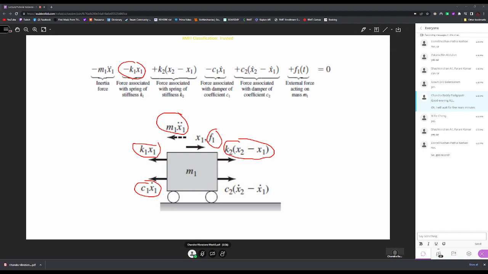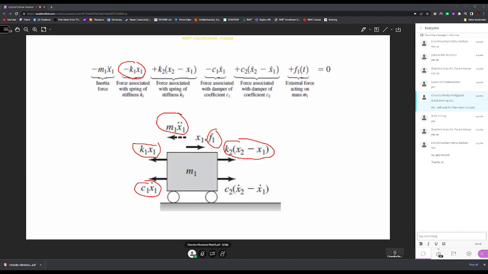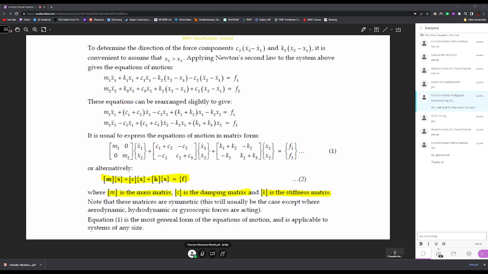So we are dealing with a 2 degrees of freedom system, and we are trying to derive the equations of motion for it. We can draw the free body diagram for the given system, and based on the free body diagram, we can apply Newton's second law. We sum the forces acting on the system to zero, and thus we can write the equations of motion.